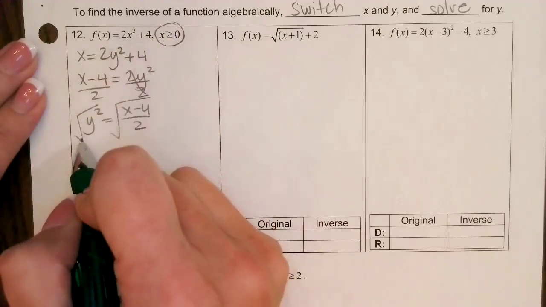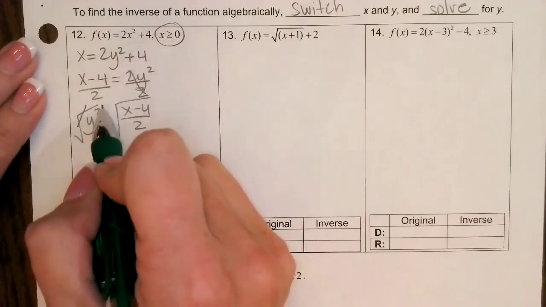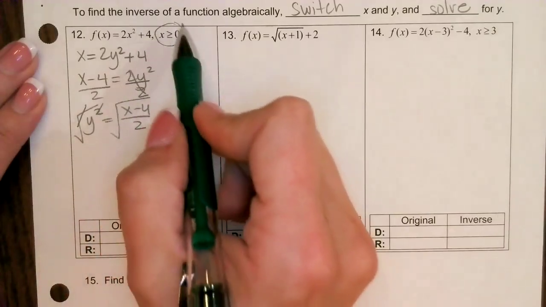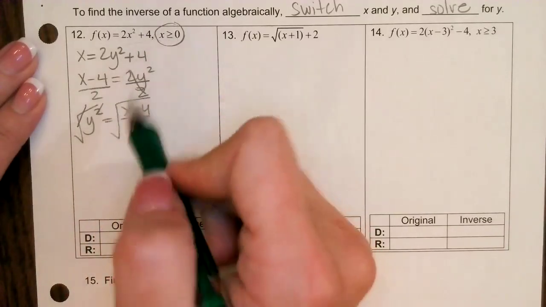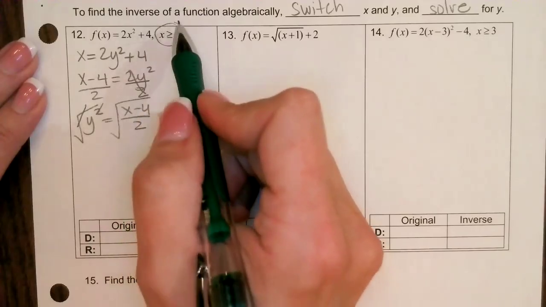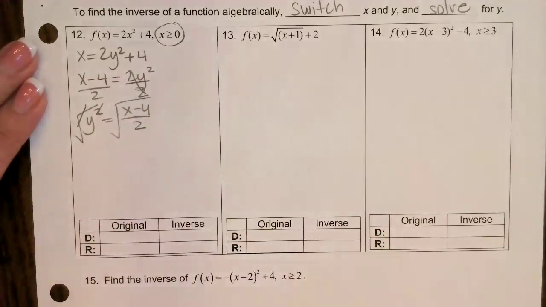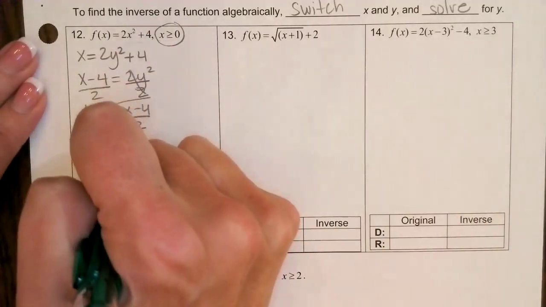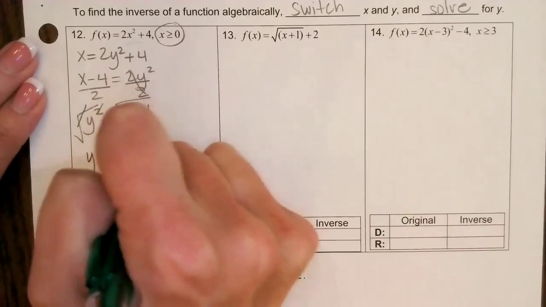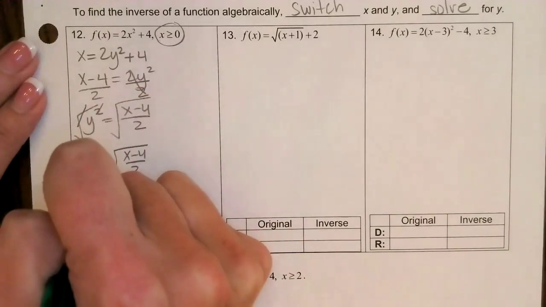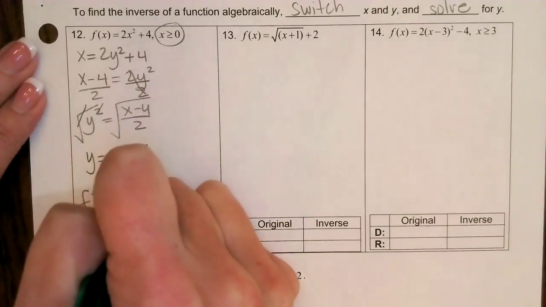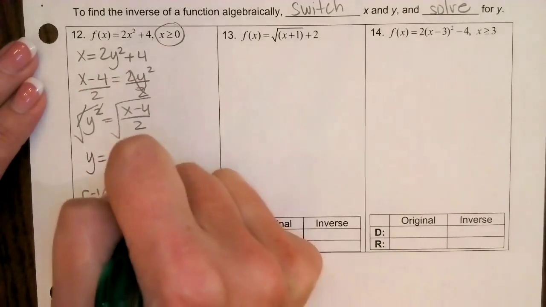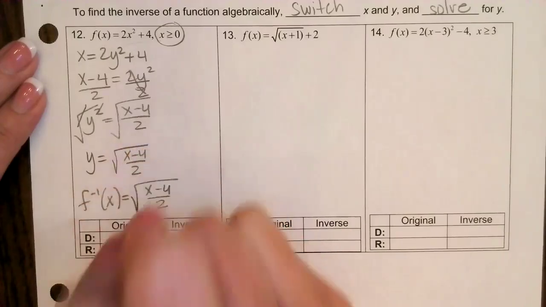And so this is where we talked about if we take the square root of a square, you need a plus or minus. Well, we don't because we have this domain restriction. That's where this comes into play. Because I have this domain restriction, I don't need the plus or minus. And so I've got y is equal to the square root of x minus 4 over 2. And of course, we write it in proper inverse notation. That's with this -1 right here, x minus 4 over 2.